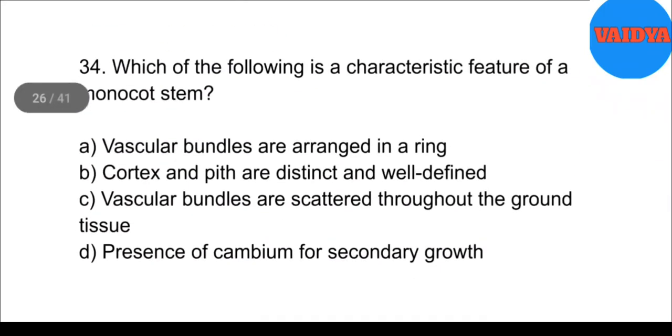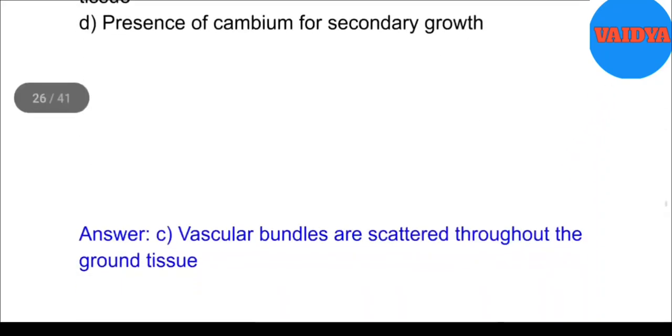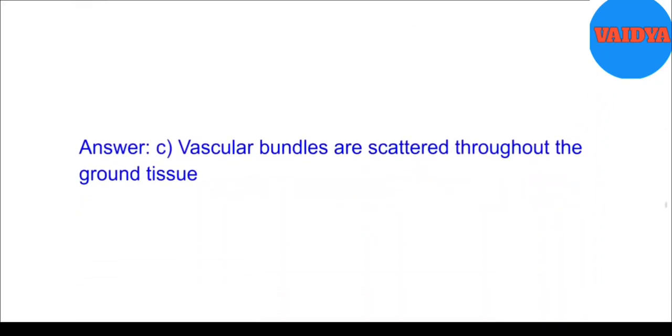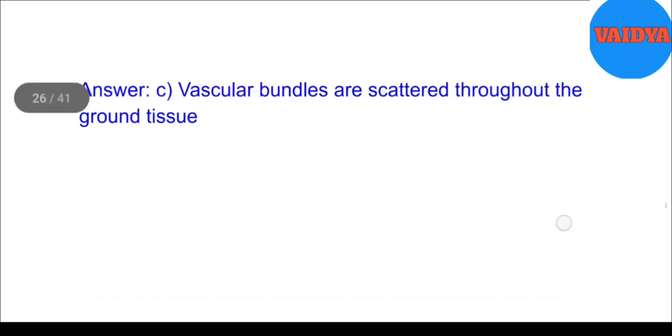34. Which of the following is a characteristic feature of a monocot stem? A. Vascular bundles are arranged in a ring. B. Cortex and pith are distinct and well defined. C. Vascular bundles are scattered throughout the ground tissue. D. Presence of cambium for secondary growth. Answer: C. Vascular bundles are scattered throughout the ground tissue.